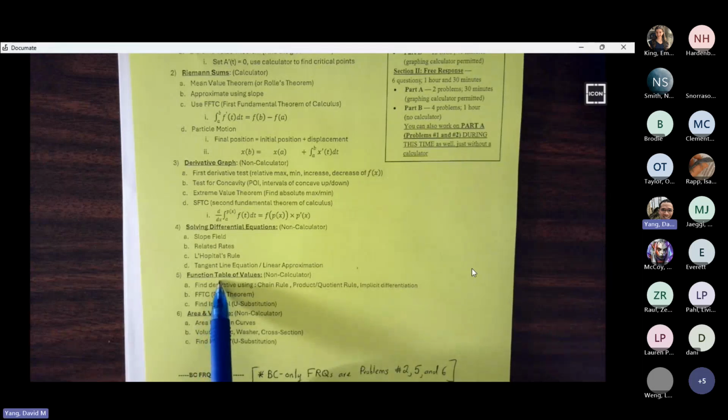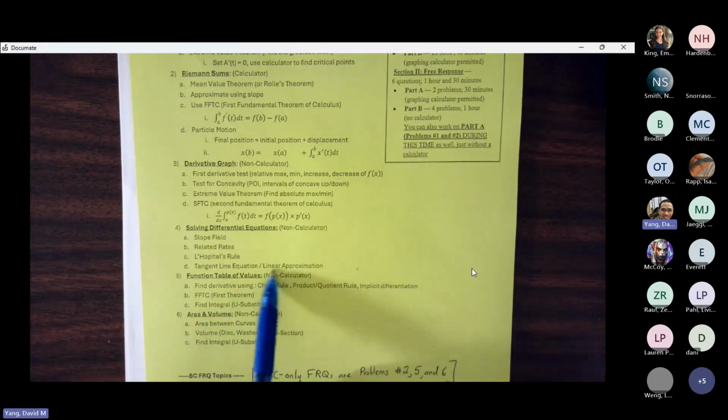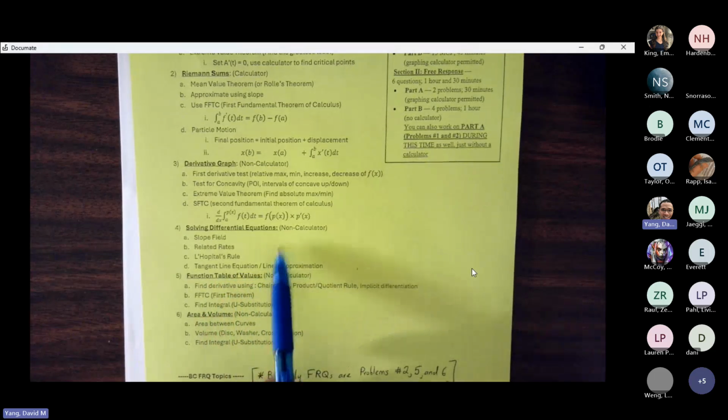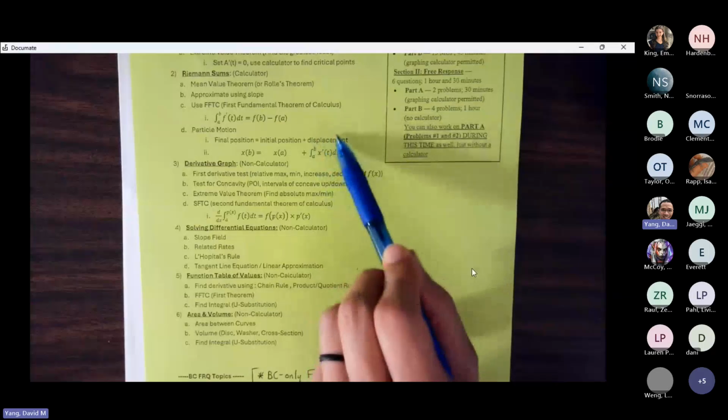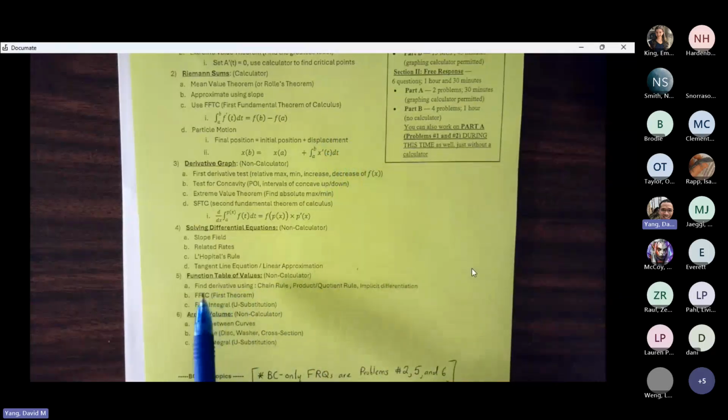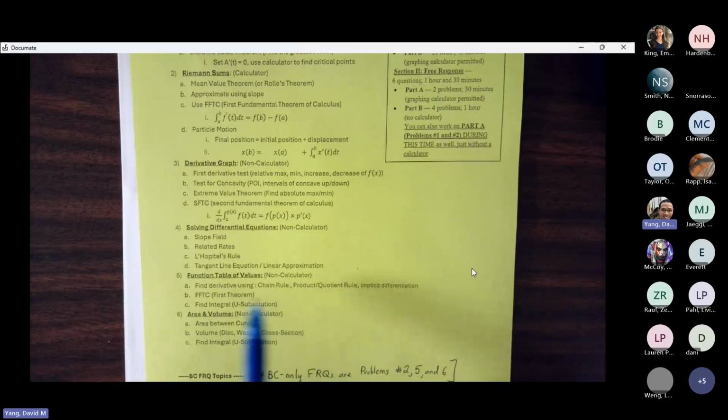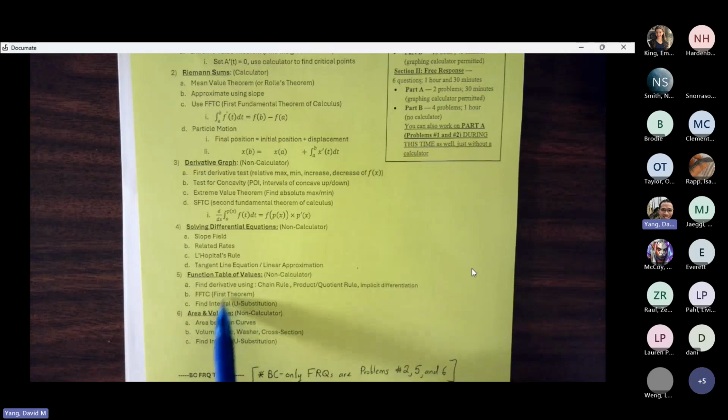And then L'Hopital's rule, those are easy to spot, limit problems. Tangent line equation, linear approximation, sometimes they work themselves into different equations. Sometimes you also see them in Riemann sums as well. Function table of values: if you're given a table of values, sometimes they may ask you to find the derivative, and depending on how things are set up, it could be chain rule, product rule, quotient rule, implicit. First theorem works itself into those problems sometimes.